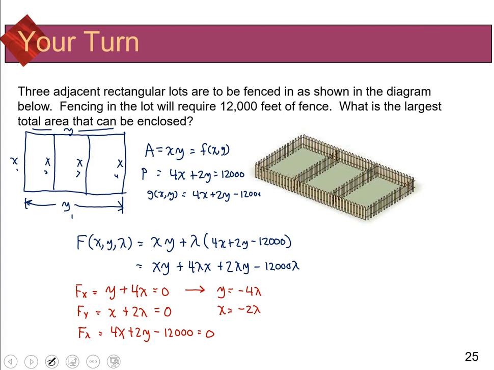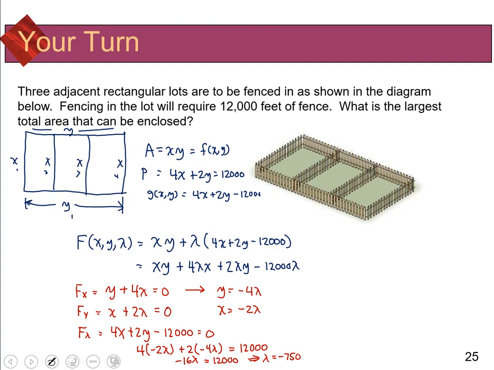which means, give me a second here, yeah, that when I do f sub lambda, I'm going to have 4 times negative 2 lambda plus 2 times negative 4 lambda equaling 12,000, which means I have negative 16 lambda equaling 12,000, which when I divide both sides by negative 16, I get that lambda equals a negative 750.